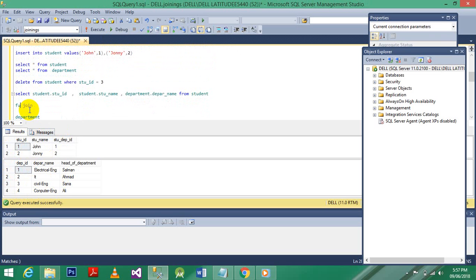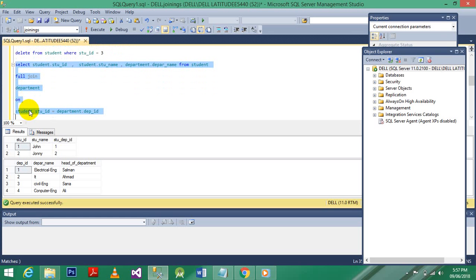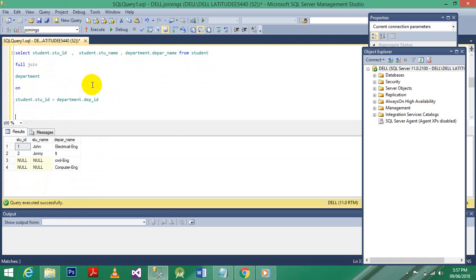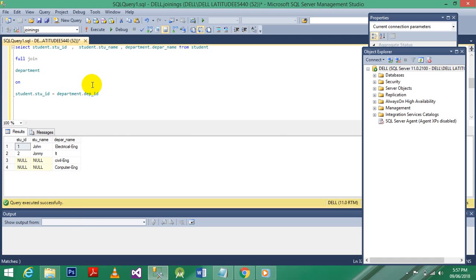If I use full join, that means get all the data. It does not mean get the similar data or the right table data or the left table data. It just combines and retrieves all the data. Look, it retrieves the data from both the tables. Okay, this is the concept of inner join, left join, and full join. You can apply conditions here as you want. If you want to retrieve a department with a particular ID, you can retrieve it.